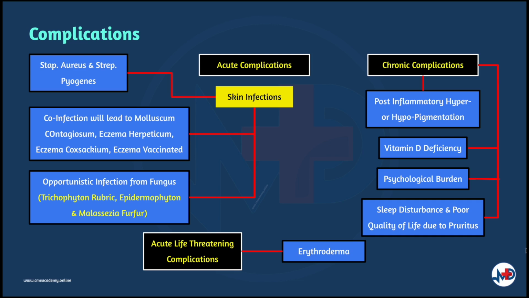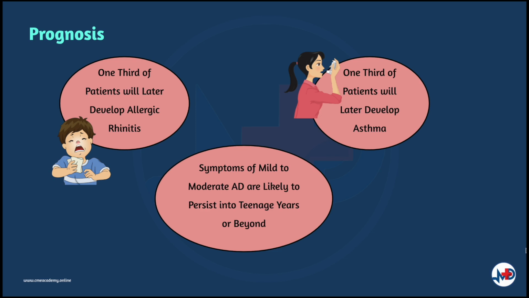With excessive and long-term skin lesions, it can cause vitamin D deficiency. Not to forget the psychological burden in patients with chronic diseases. They are also at risk of loss of school days, sleep disturbance due to pruritus, and poor quality of life. The prognosis of atopic dermatitis varies according to individuals. 1/3 of the patients will later go on and develop allergic rhinitis, while 1/3 of them will develop asthma.